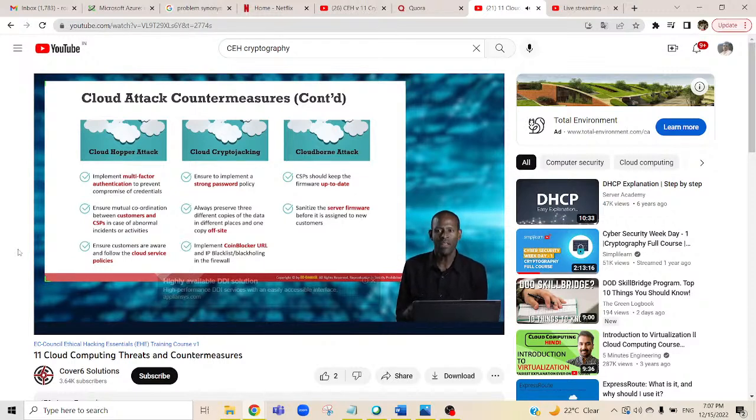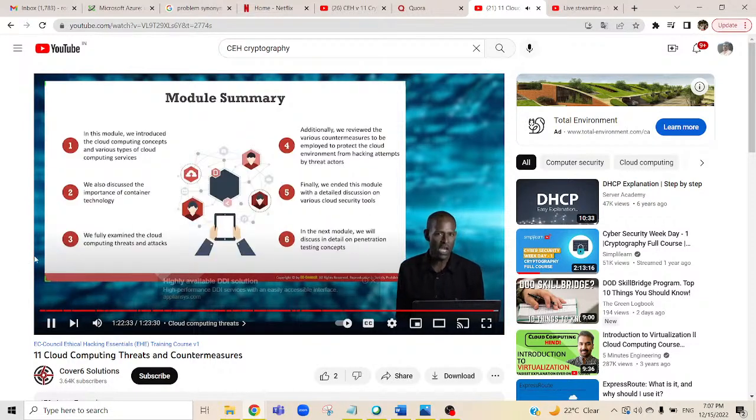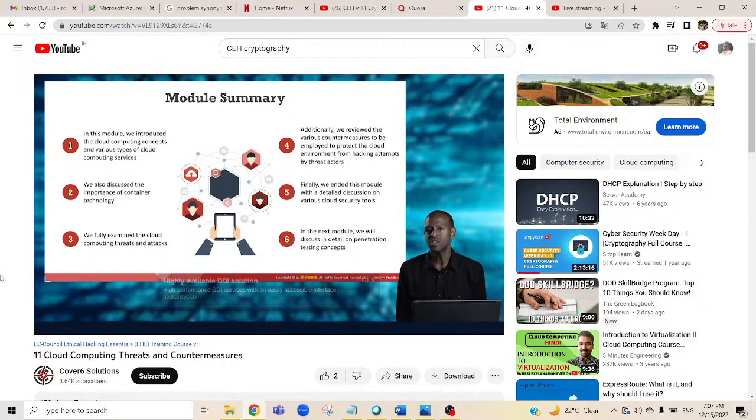But I want you to know that there are tools that can help with cloud security. Qualys Cloud Platform, a very nice end-to-end security tool to help you strengthen your cloud security posture. We also have CloudPassage Halo, another extremely good one. CipherCloud, Prisma Cloud, McAfee Vision Cloud, and so many others. There's a lot that you can do to secure your cloud, to secure your containers, and to secure your container automation and orchestration with Kubernetes.